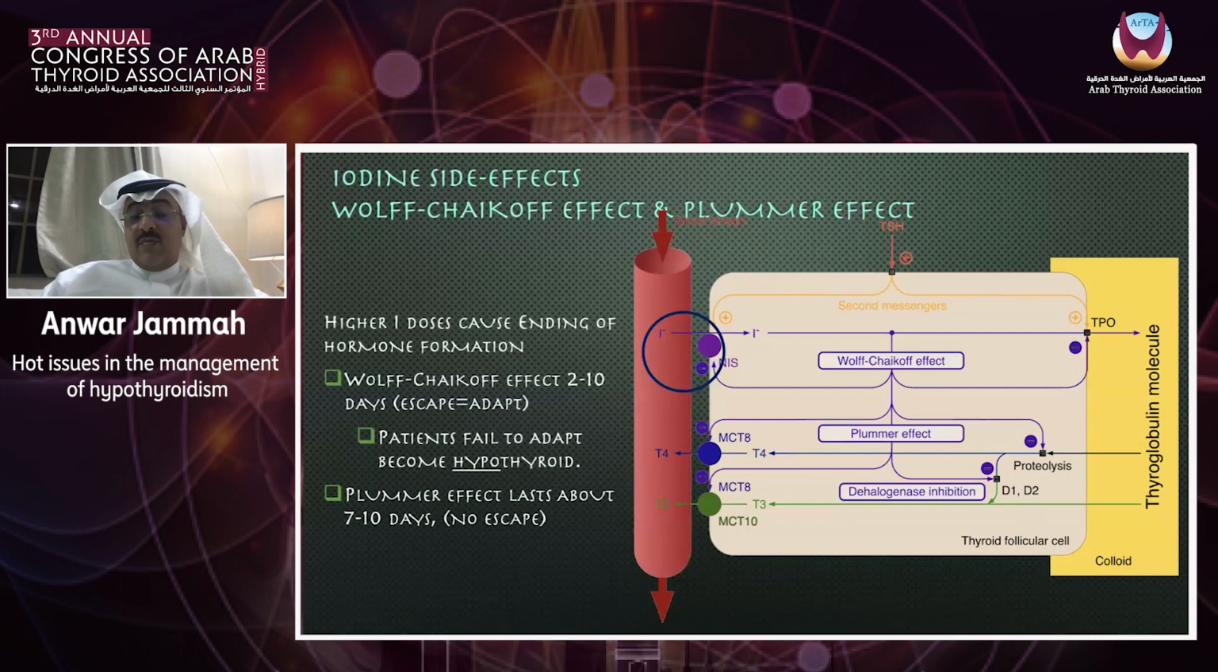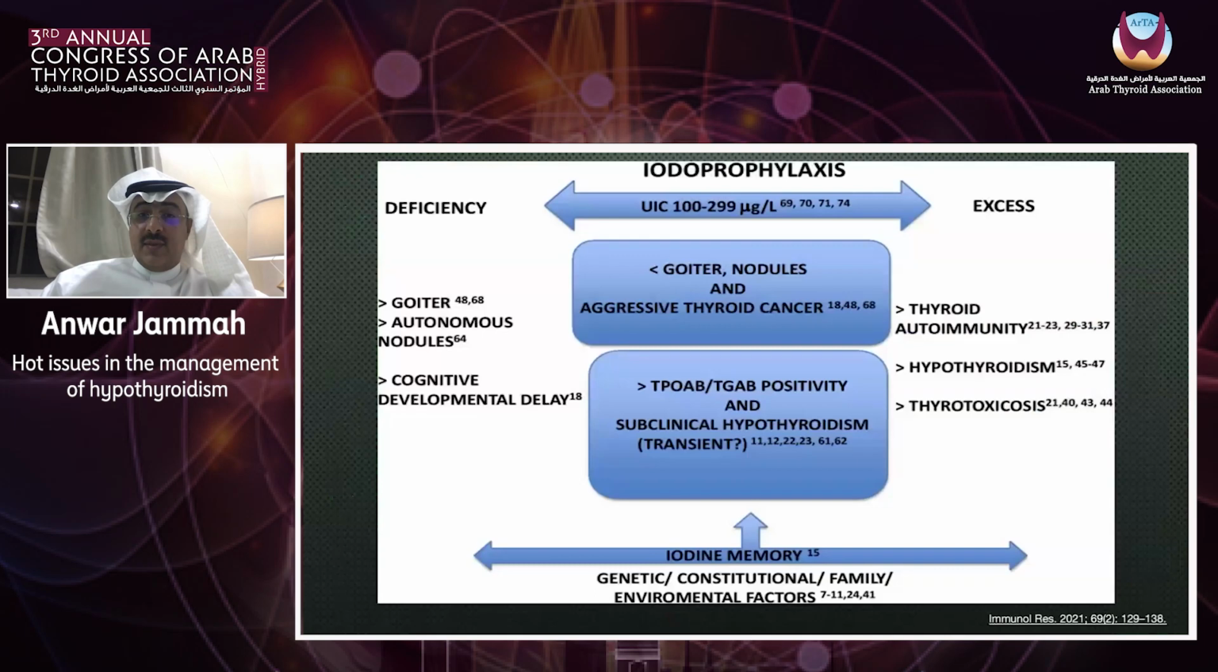The other effect is the Plummer effect, which lasts about 7 to 10 days, and it affects the proteolysis of the thyroglobulin that releases the thyroid hormone from the follicles, coming from the colloid, and that has no escape. It lasts for 7 to 10 days, but it causes hypothyroidism transiently.